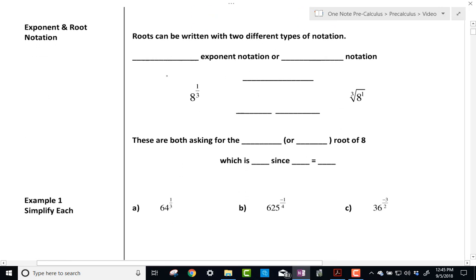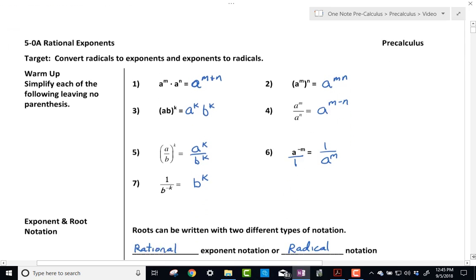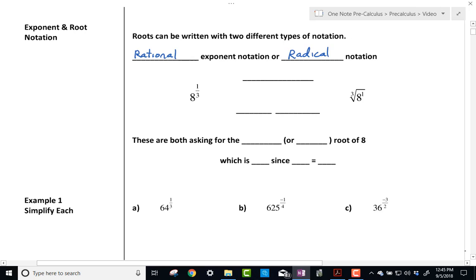Roots, on the other hand, can be written with two different types of notation. There's rational exponent notation, or radical notation. Radical is the one that most people have seen for most of their mathematical career. And so what we want to do is be able to convert back and forth depending on what's going to work the best.